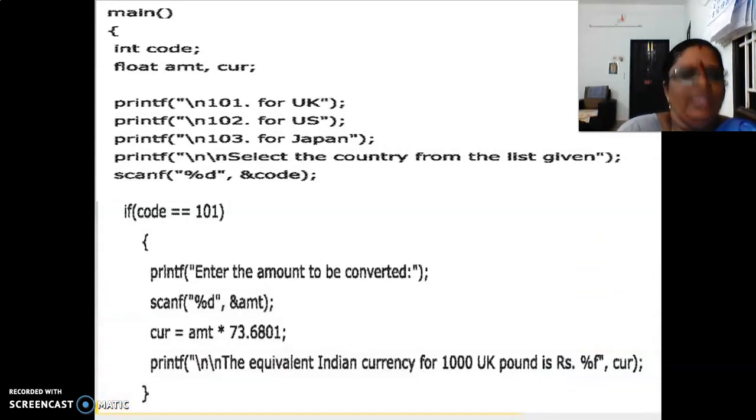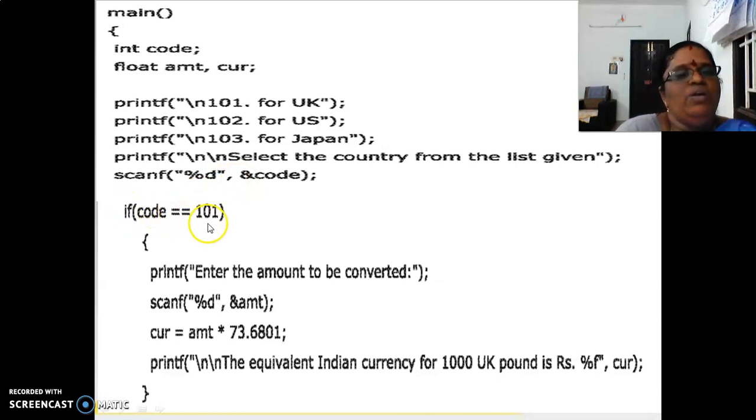I hope we all did this program, right? Here in this program, we have opened the main and an integer code for giving the code, because code 101 is for UK, code 102 is for US and 103 is for Japan. For code, we are getting the code using the data type integer, and amount and currency using float. So printf: 101 is for UK, 102 is for US and 103 is for Japan. Select the country. You want to get the code using scanf.